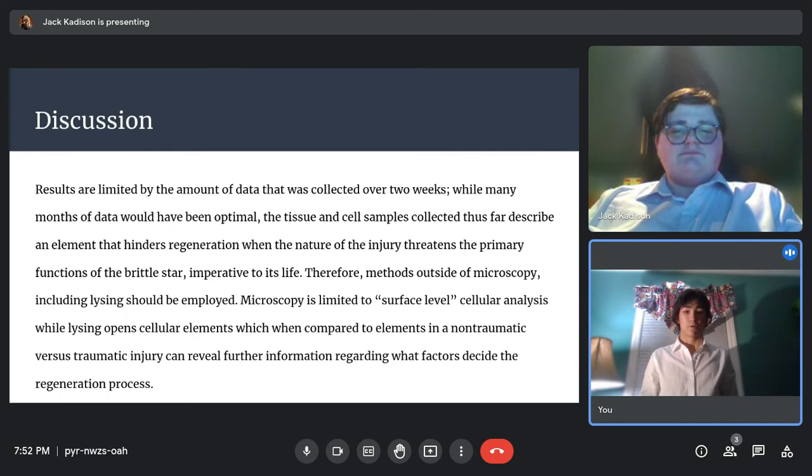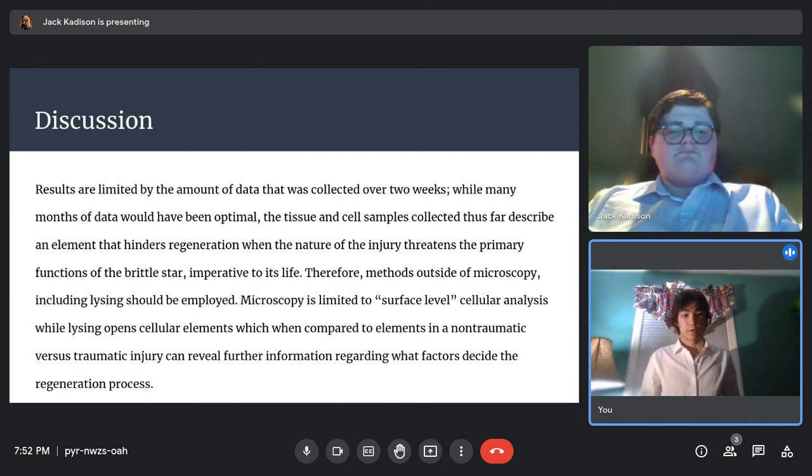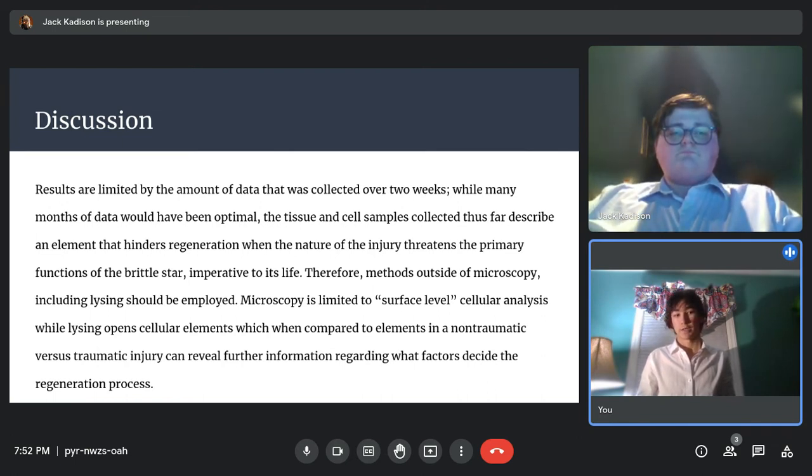Months of data would have been more optimal, but tissue samples were collected thus far, and they described some element that points to or inhibits the regeneration process. The takeaway is that the nature of the injury threatens the primary functions of the brittle star, which would mean there's some trade-off where the life of the brittle star is put first priority and the regeneration process is put on hold by some other element, where it would normally regenerate if it was a non-traumatic injury.